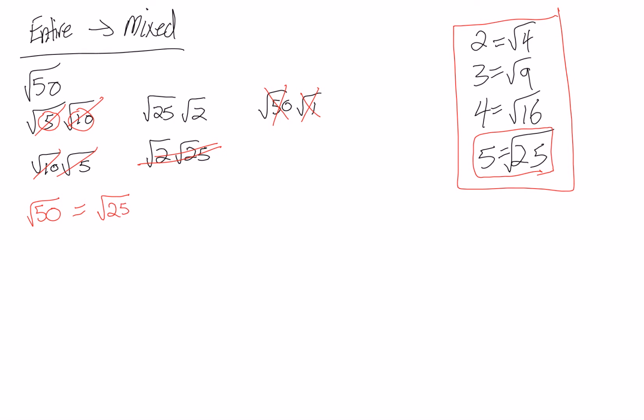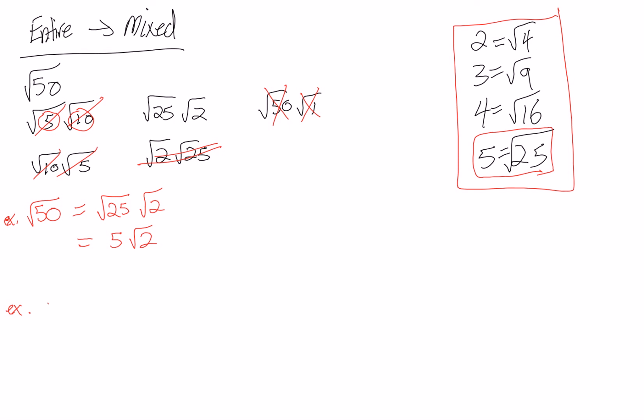So write that one first, and then our leftover would be 2. 25 times 2 is 50. Now, off of our perfect root chart, square root of 25 is the same thing as a regular 5. So we'll have 5 root 2, and then we're done. You can see with working backwards, the trick really is just making sure you pick the right factors.